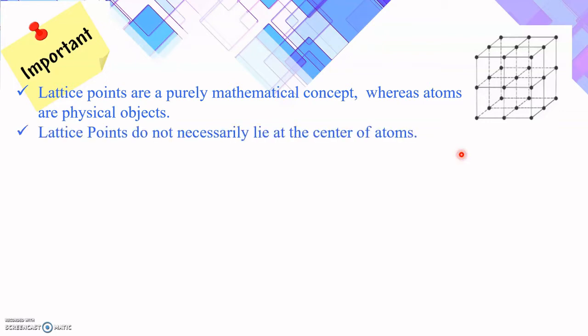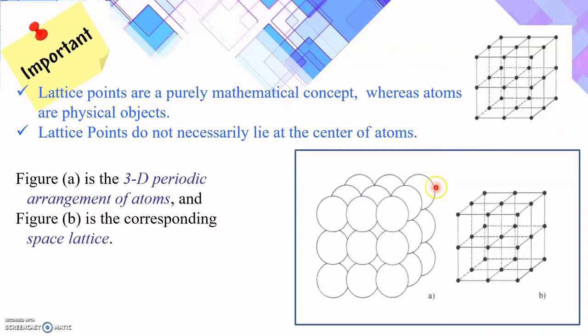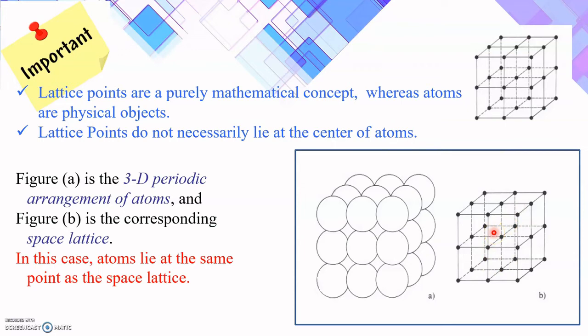Also, the lattice points do not always lie at the center of atoms or coincide with the unit cell vertices. Say, in this figure, the first picture gives the 3-dimensional periodic arrangement of atoms in the crystal. The second picture shows the corresponding space lattice. In this case, the atoms lie at the same points as the space lattice.